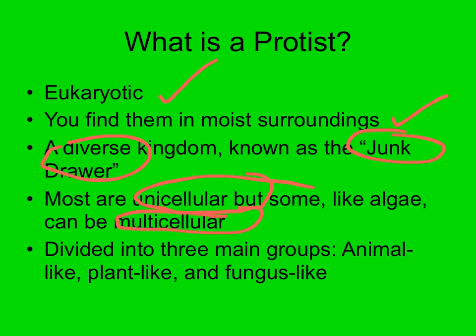Currently, the primary method of dividing up protists within the kingdom is into groups, kind of by the way they acquire their food or the characteristics that they have, which are similar to other kingdoms. We have animal-like protists, plant-like protists, and fungus-like protists. The problem with this is it creates what's called the protist dilemma.